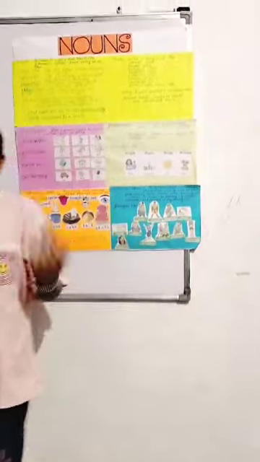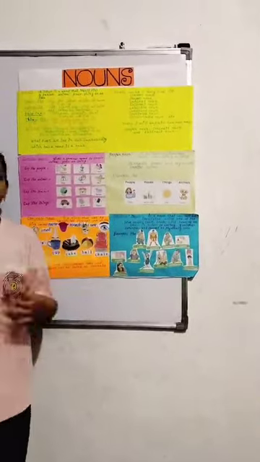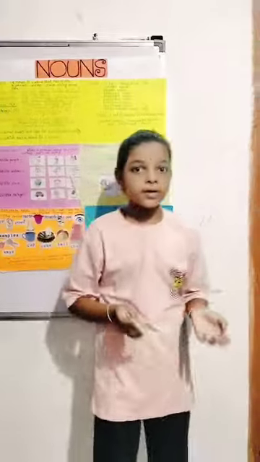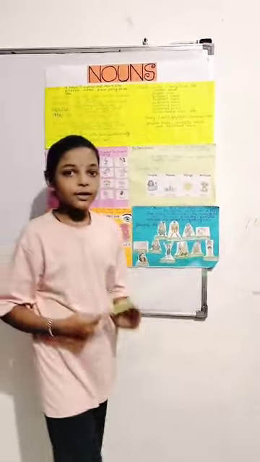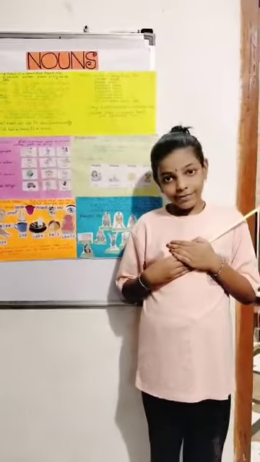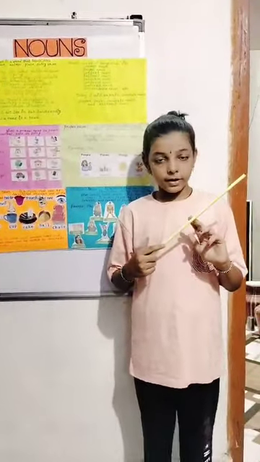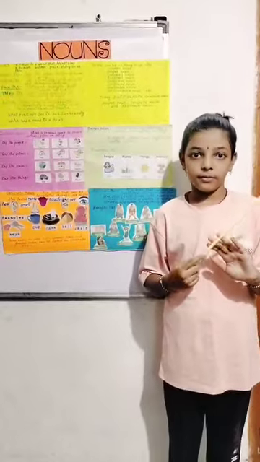Noun can be of many kinds. Common noun, proper noun, concrete noun, abstract noun, collective noun, compound nouns, countable noun, uncountable noun, etc. Today I will explain common noun, proper noun, concrete noun, abstract noun.